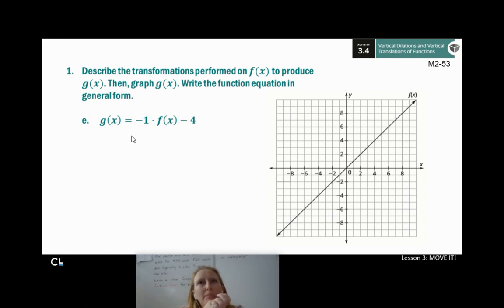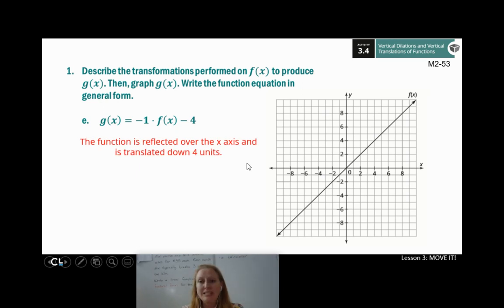You know, if I'm multiplying by 1, it's not going to stretch or compress, is it? I mean, if you're multiplying by 1, it does nothing, it doesn't get bigger or smaller. It just is what it is. However, I'm multiplying by a negative. So it is going to reflect over the x-axis, right? Positives become negatives, negatives become positives. And we're translating down 4 units.